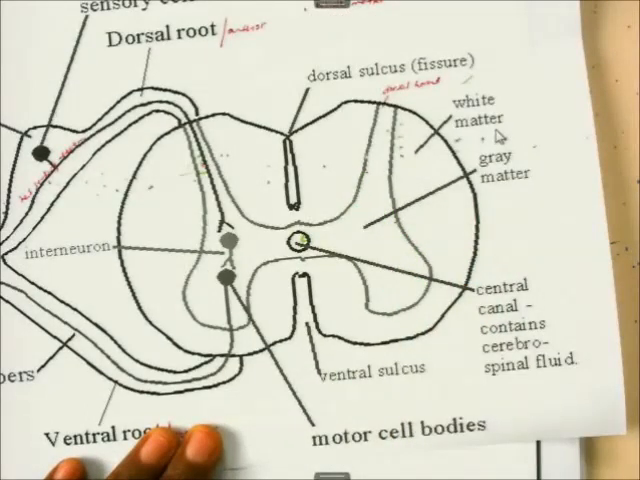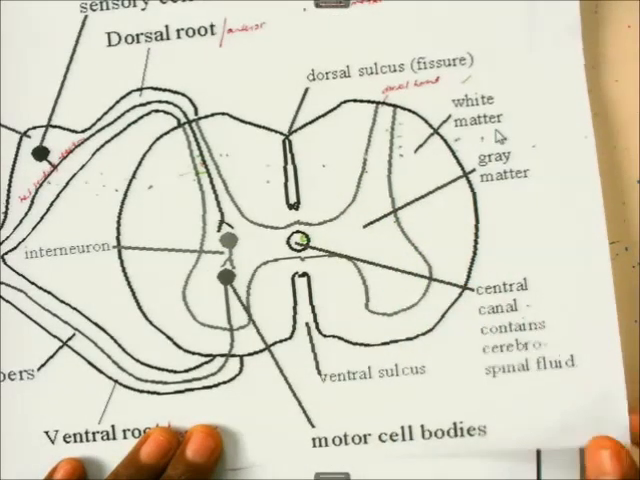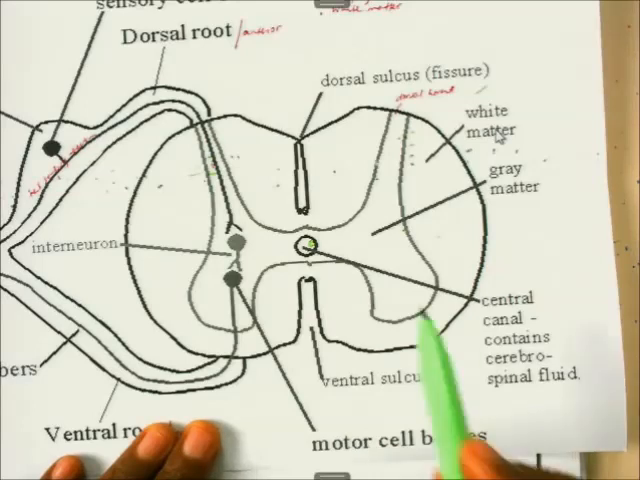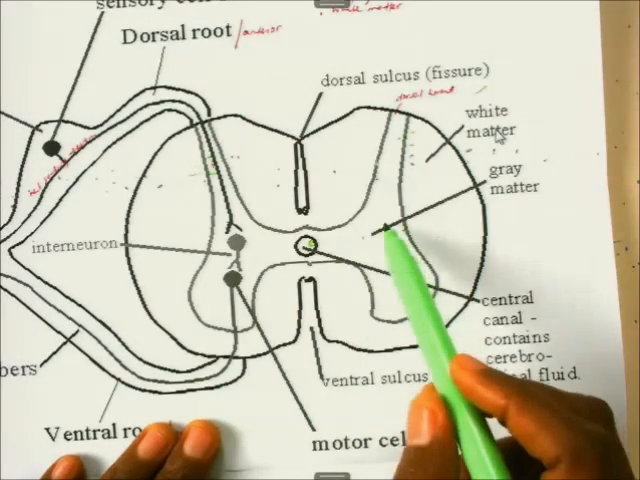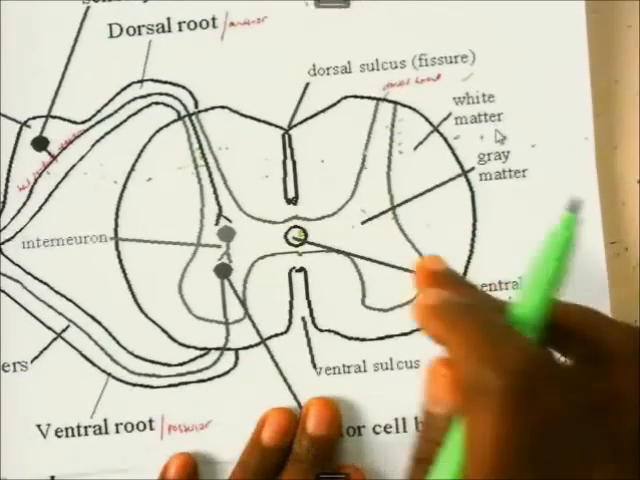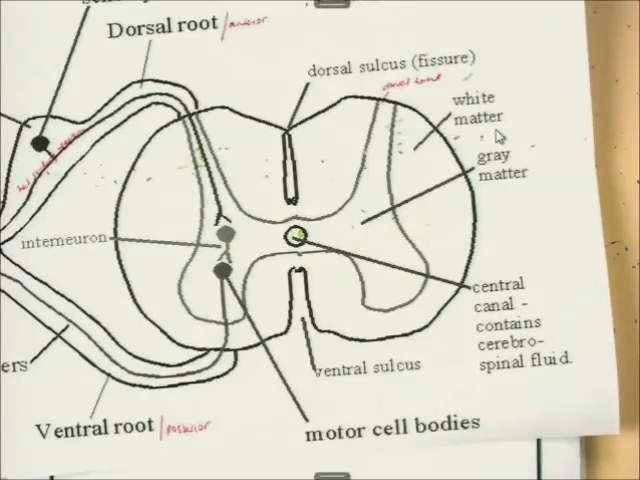And then from there, the spinal cord is made up of the white matter. This white matter is made up of the myelinated axons, whereas the gray matter is made up of the cell bodies.